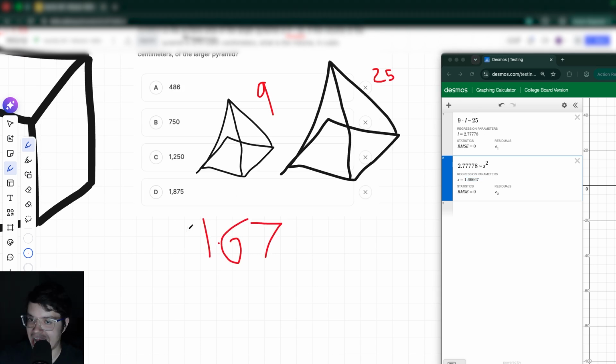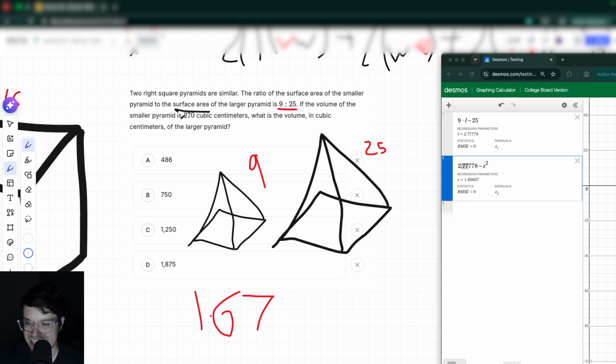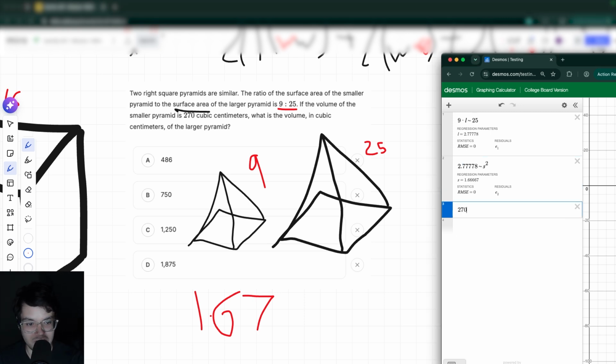Now, based off that, we can find everything else we need to know. This squared would be the area scale factor, and then this cubed would be the volume one. So for this one, it says 270 for the smaller one. So we can just do 270 multiplied by, I guess I can just say S cubed. And so that gives us 1250, basically, you know, a little bit of rounding stuff here, but 1250 for the answer for this problem, which would be C.